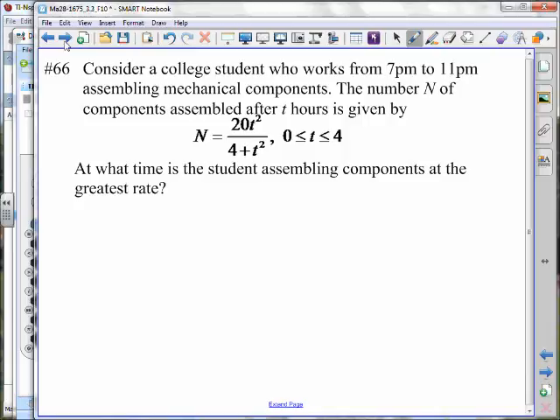Consider a college student who works from 7 p.m. to 11 p.m., called the second shift, for those of you who know anything about factory times here, assembling mechanical components. The number n of components assembled after t hours is given by. Who thought up this equation?